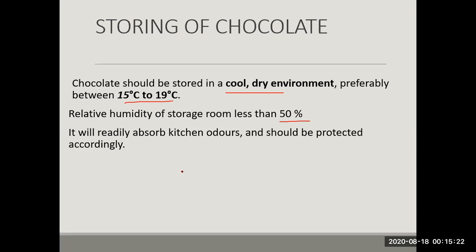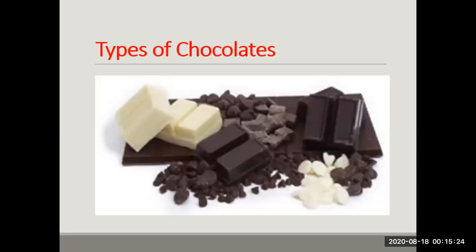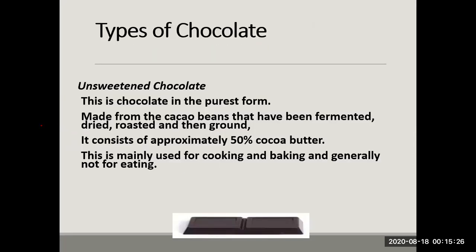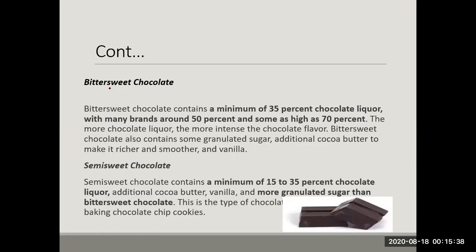Now we are going to read about some kinds of chocolate. What are they? First of all, unsweetened chocolate. We already know that whenever we prepare the chocolate directly from chocolate liquid, it will be unsweetened chocolate. It contains approximately 50% of cocoa butter. Then our bittersweet chocolate, it contains minimum 35% of chocolate liquid, and sometimes it varies from 50 to 70%.